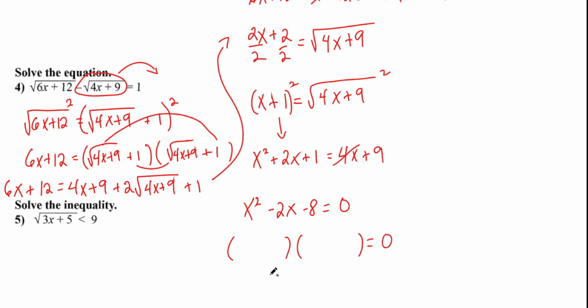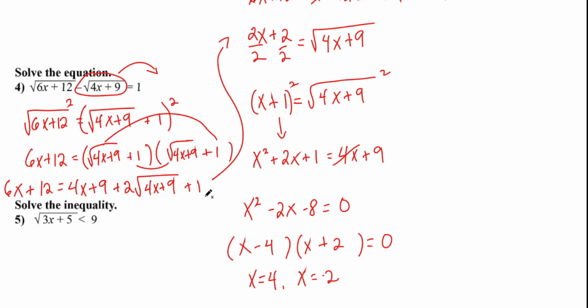Equals 0. X and x. Now this time it's a positive 8, right? Or sorry, this time it's a negative 8. All right, so what are we going to do here? 4 and 2, right? Does that work? Yep. It multiplies to be negative 8, and it adds up to be negative 2. Now we're almost ready to solve for x. X equals 4, and x equals negative 2.